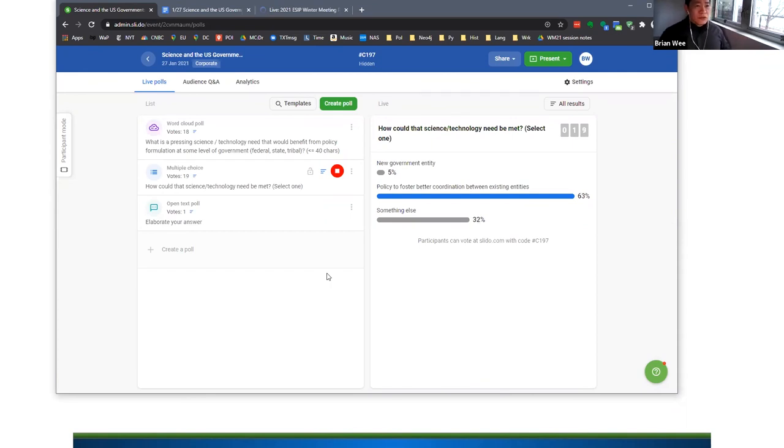Okay, I think it has roughly stabilized, with roughly two-thirds in favor of policy to better foster coordination between existing entities, and one-third that it's something else. It'll be interesting to hear from you during the second breakout what that something else is. And there are some folks who think that a new government entity is required. Again, 10-second warning if you have any other opinions. Otherwise, I'm going to move on to the last poll.